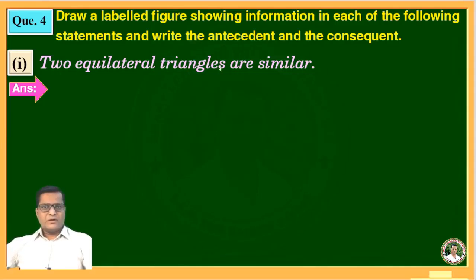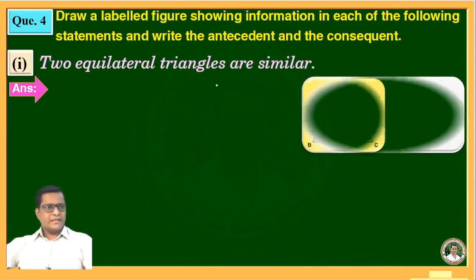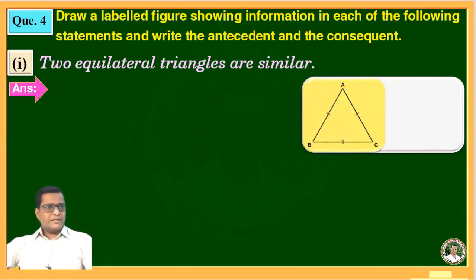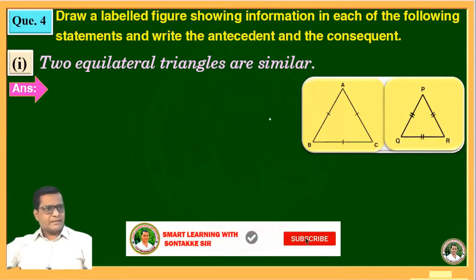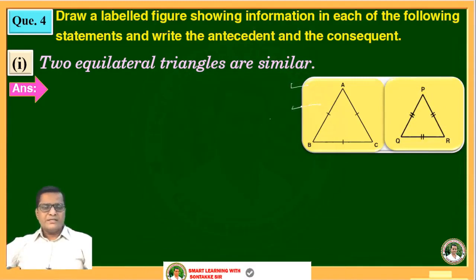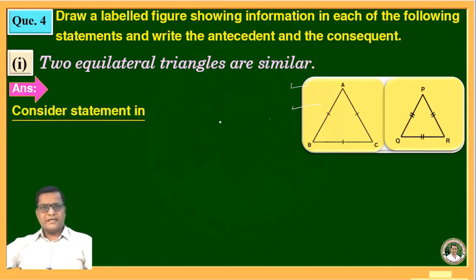First, we will draw the figure, that is triangle ABC is one triangle and triangle PQR is another triangle. Here in the figure, two equilateral triangles are there, and we want to show that these two equilateral triangles are similar to each other. For that, first write the given statement in the conditional form.